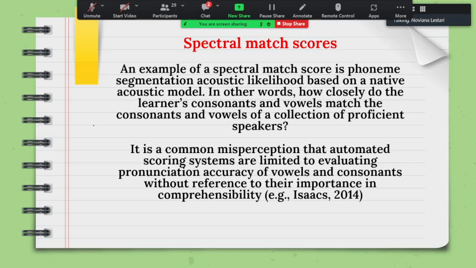Spectral match score. An example of the spectral match score is phoneme segmentation acoustic likelihood based on the native acoustic model. In other words, how closely do the learner's consonants and vowels match the consonants and vowels of the collection of proficient speakers? It is a common misperception that automated scoring systems are limited to evaluating pronunciation accuracy of vowels and consonants without reference to their importance in comprehensibility. Next.